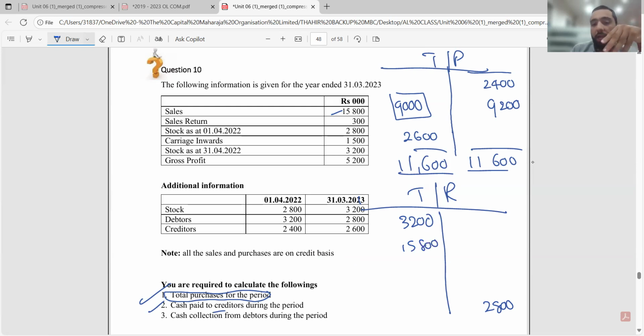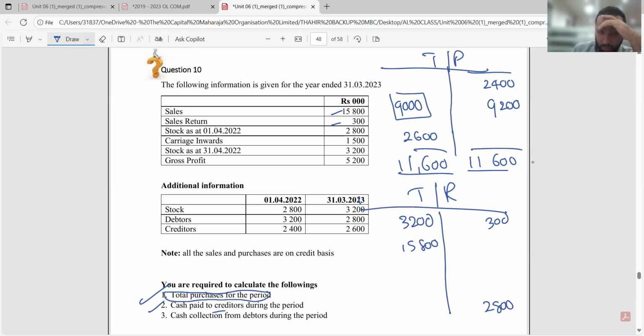Okay. If you don't understand, tell me. Ask why this was put on the debit side. If you don't ask me, I can't read your hearts, right? Okay. So 300 is a sales return. You have to put this, right? Is that everything? Yes, that's everything. That's all.